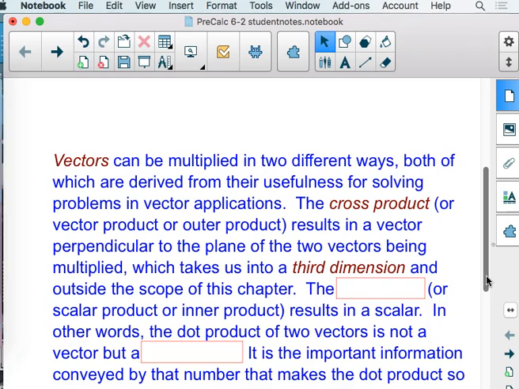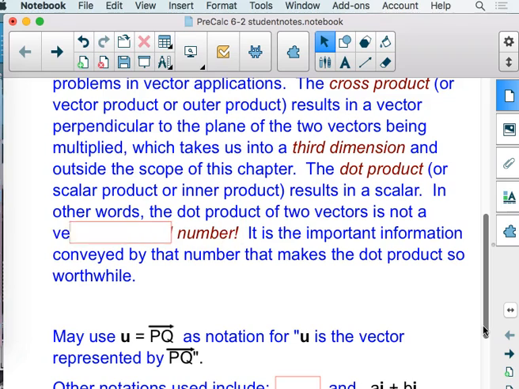What we're going to do is dot product, which is fitting in line with what we've done for the scalar product. It's also called an inner product. You'll kind of see why when we're going through this. It results in a scalar. In other words, the dot product of two vectors is not a vector, but a real number. It's a scalar. That's what we get when we're trying to find the dot product. It is the important information conveyed by that number that makes the dot product so worthwhile. It has connections to what we've been doing already without going into a third dimension and making this really difficult compared to what we've been doing.